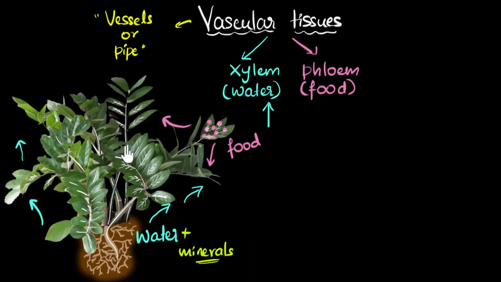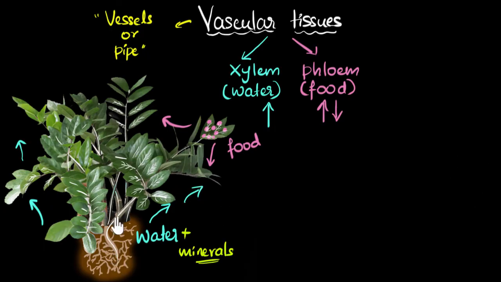Sometimes you would want the food to go up, maybe to the growing areas of the plants. Sometimes you want the food to go down in the roots. That's where the storage organs are, right? So you see, food needs to be transported in both directions. And therefore, xylem is only one-way transport up, and phloem, well, that is a two-way transport. So it makes perfect sense to have two separate vascular tissues altogether.